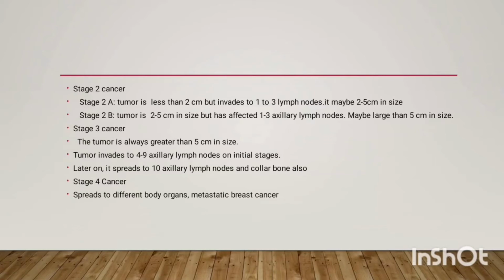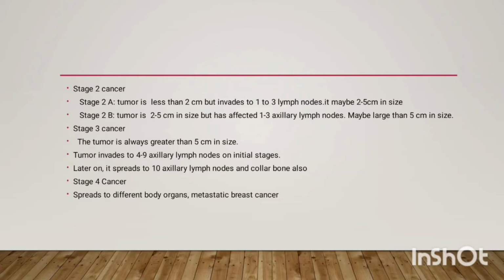Stage 3 cancer. This is a very advanced stage of the breast cancer. The tumor is always greater than 5 cm in size. The tumor invades 4 to 9 axillary lymph nodes in initial stages. Then later on it spreads to 10 axillary lymph nodes and the collar bone as well. Stage 4 cancer. It spreads to different body organs and metastatic breast cancer is developed at stage 4.